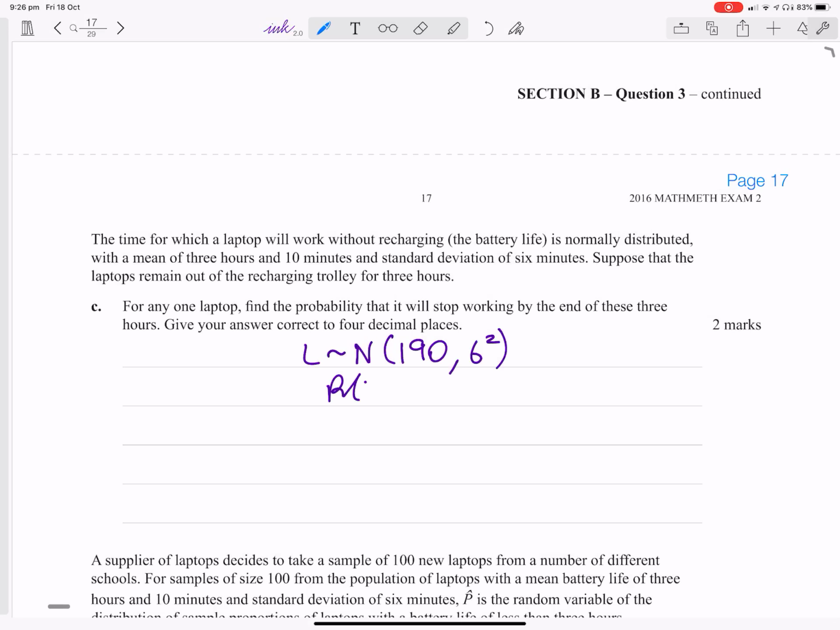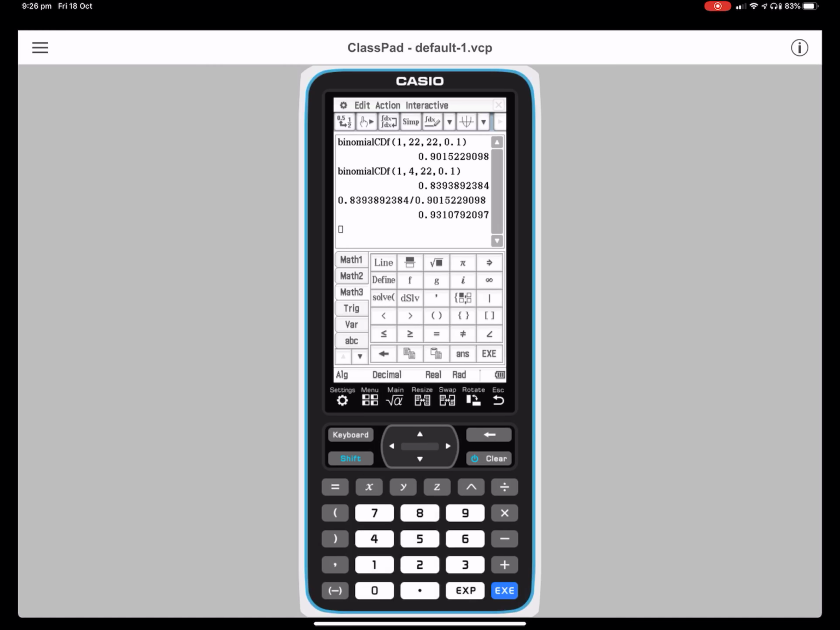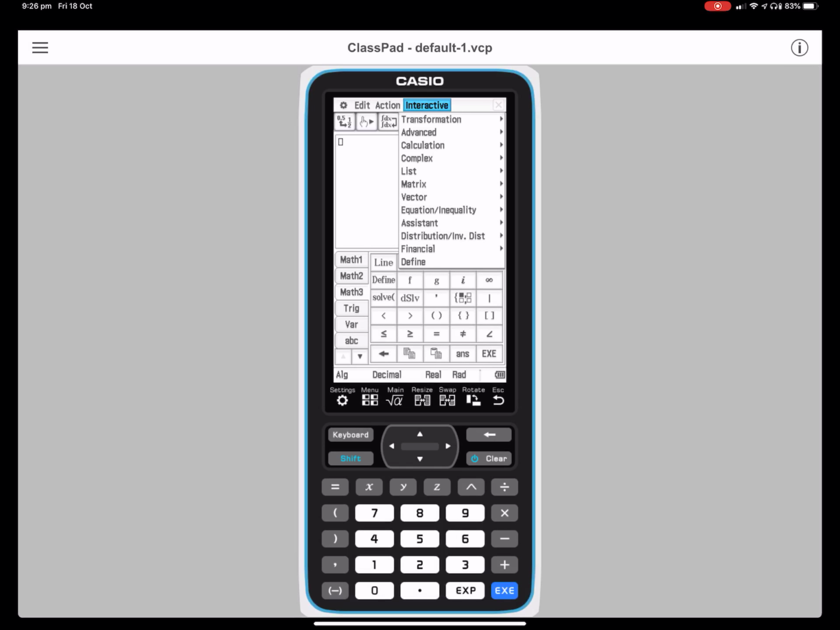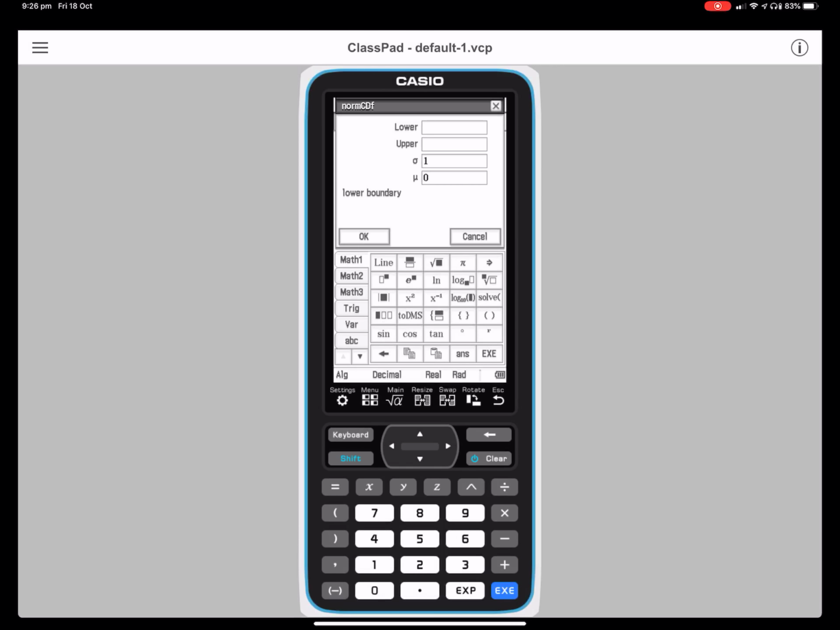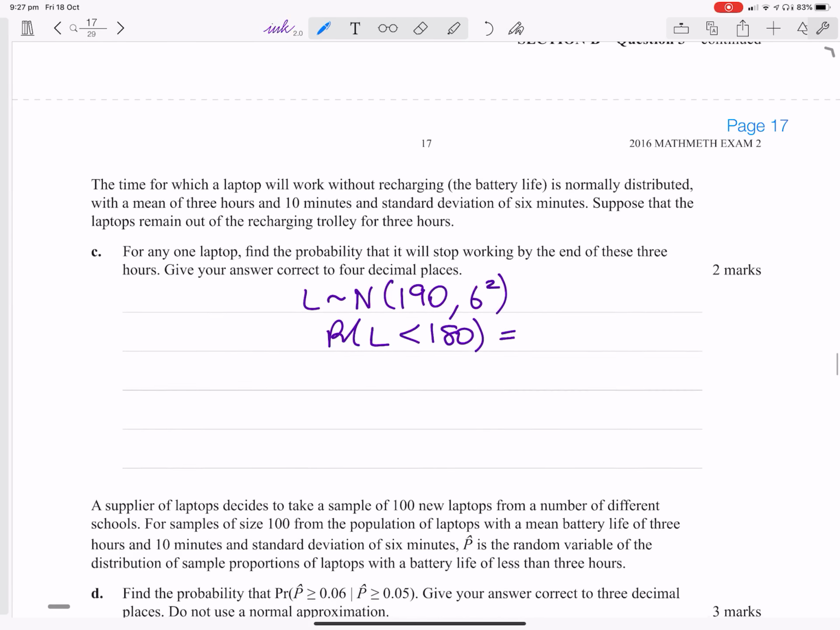The probability that X is less than 180 is, so now it's normal, continuous, norm CDF. Remember, it's always negative infinity up until 180. Well, that was 6, and 190, 0.0478.